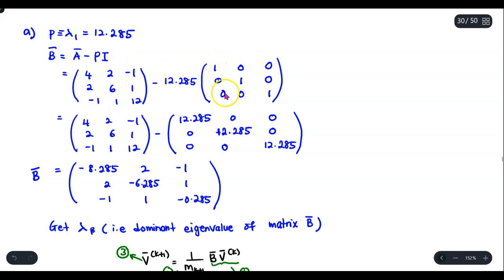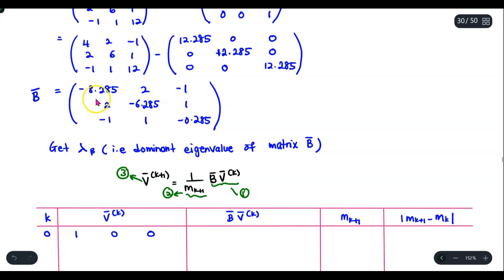Here, and this is the identity matrix. Okay, so A minus P times I, so this is P times I, and then you subtract A and PI, so this is your matrix B. Okay, and then next is to get the lambda B. So lambda B is the dominant eigenvalue for matrix B. Okay, so it means here you need to apply the power method, but now to the matrix B.